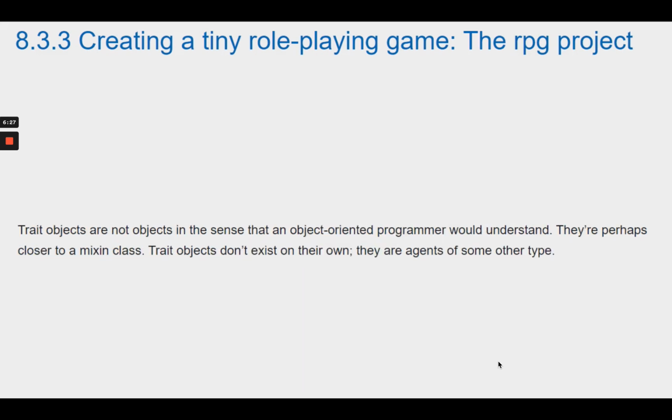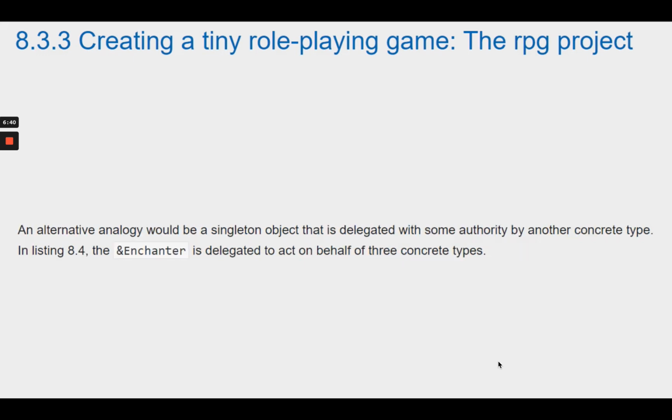Trait objects are not objects in the sense that an object-oriented programmer would understand. They're perhaps closer to a mix-in class. Trait objects don't exist on their own. They are agents of some other type. An alternative analogy would be a singleton object that is delegated with some authority by another concrete type. In listing 8.4, the &Enchanter is delegated to act on behalf of 3 concrete types.